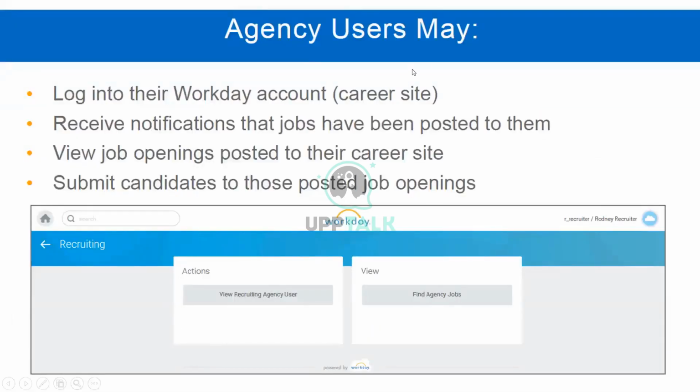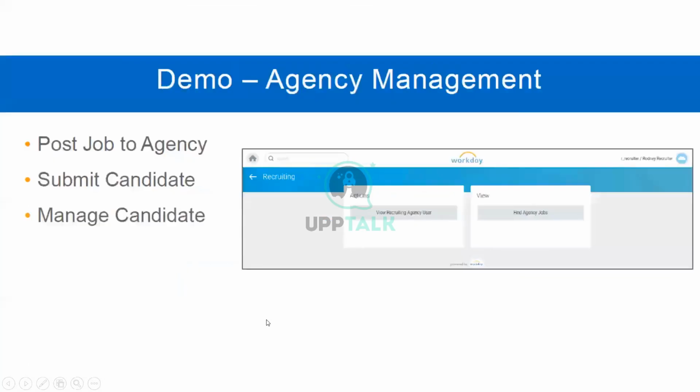Then agency users may log into their Workday account, and by account, it would be the career site only. They will receive a notification that jobs have been posted to them. Then new job openings are posted to the career site and they will submit candidates to those posted job openings. They will see something like this. Then agency management again: post job to agency, submit candidate and manage candidate. This is how the sequence flows.